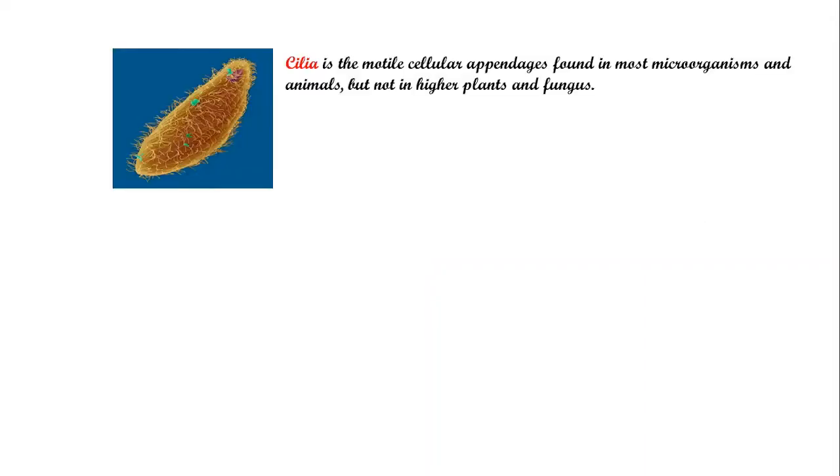One of them is cilia. Cilia are motile cellular appendages found in most microorganisms and animals, but not in higher plants and fungi. These are extensions of the plasma membrane containing parallel microtubules, 10 micrometers in length.